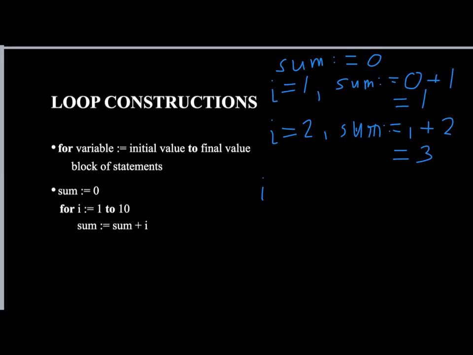Then when I is equal to 3, sum is going to be defined to be the previous value of sum, which was 3, plus the current value of I, which is 3, and you get 6, and so on and so forth. And you're going to stop. The last one you'll execute is when I is equal to 10. So it'd be a nice exercise for you to work all of this out in detail and see what the final value of sum would be. That would be a good little exercise to practice.